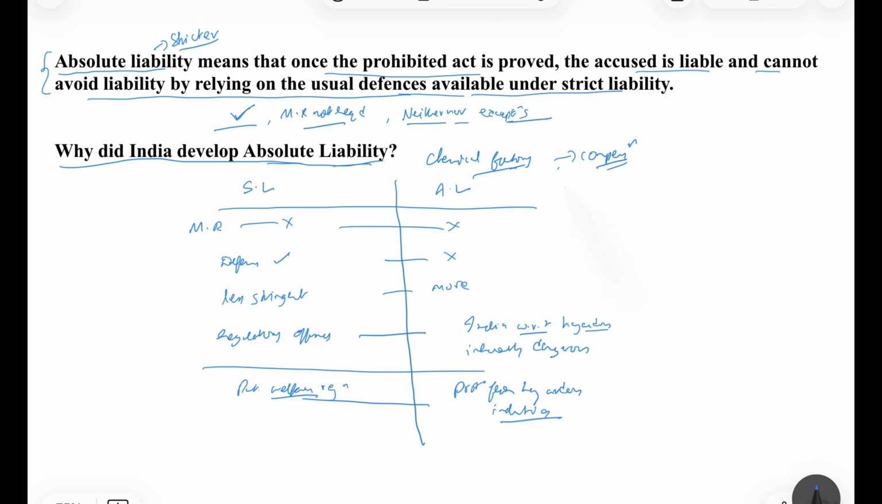Now, I hope I have cleared the differences between strict liability and absolute liability. In a more simple way, strict liability: no mens rea, no MR, but some defenses there. And absolute liability: no MR and no defenses. That's it. In the next slide, I will be discussing the prominent case laws with respect to strict liability and also absolute liability. I hope this is clear.